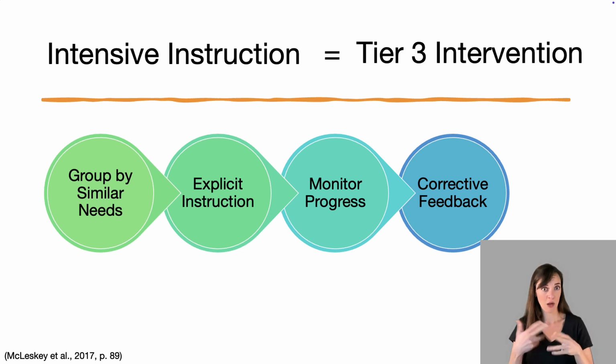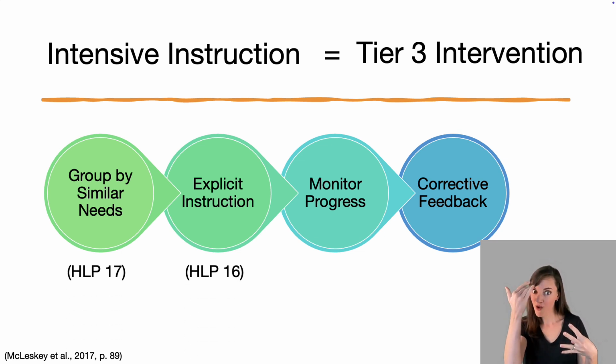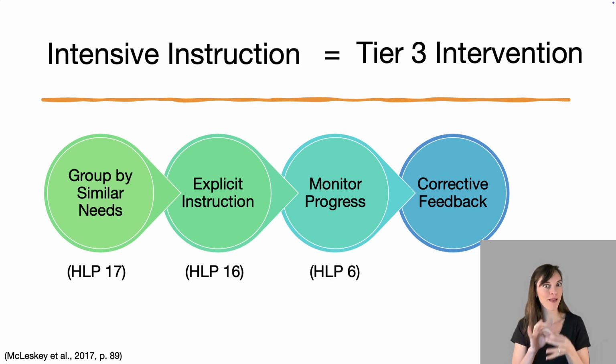Did some of that description sound like other HLPs? They should. This HLP relates to HLP 17, 16, 6, 8, and 22. What does the research say about the use of intensive instruction?